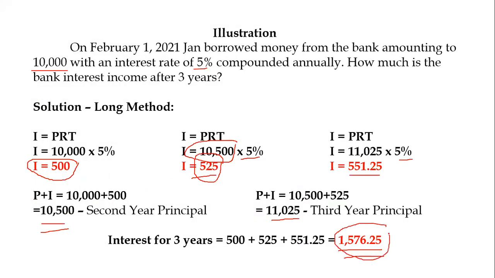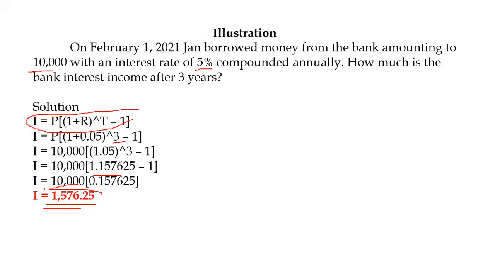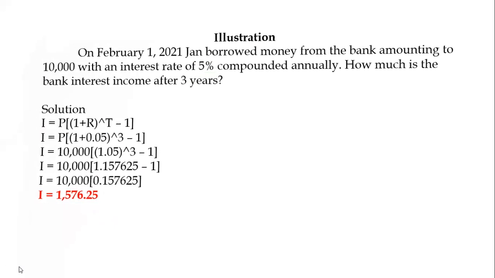Okay, 1,576.25. And then using the formula, 1,576.25. So it means that's correct, no? So this is the total interest for the 3 years loan ni John, sa kanyang 10,000 na inutang. All right? Let's have an exercise.